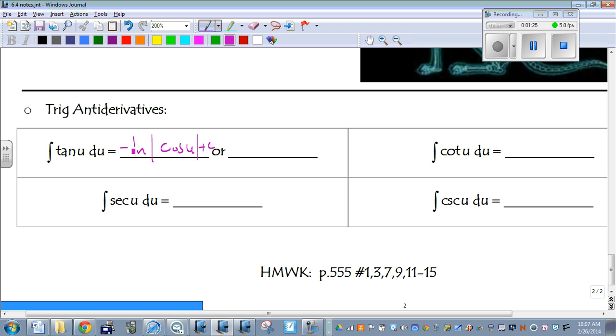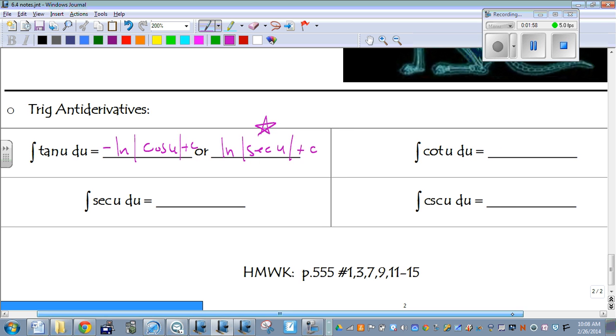Well, by properties of logs, we can bring that and put it as an exponent here. Right, so really we could have natural log of cosine to the negative 1, but we're not going to write cosine to the negative 1. What is cosine to the negative 1? Secant, right? It's 1 over cosine, which is secant. So we'd have natural log of absolute value of secant of u plus c. So either one of these can be used for the antiderivative of tangent. Generally, I'll use this one just so we don't have to worry about the negatives, but either one is fine.